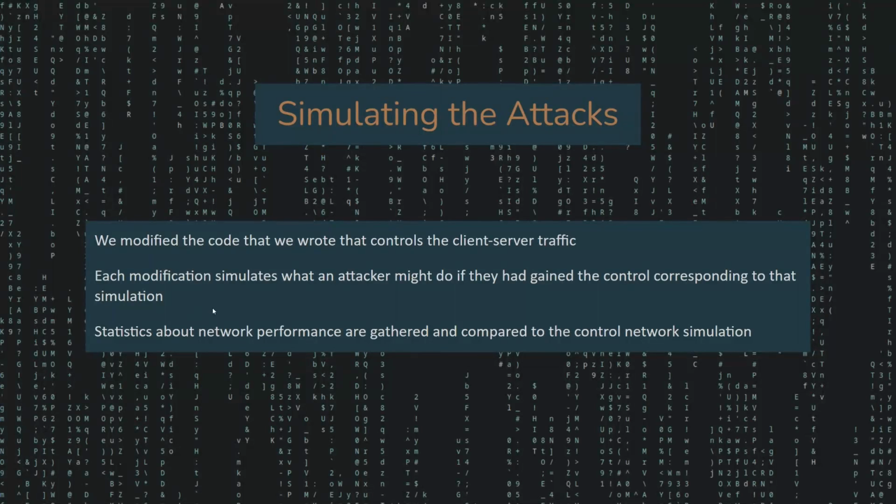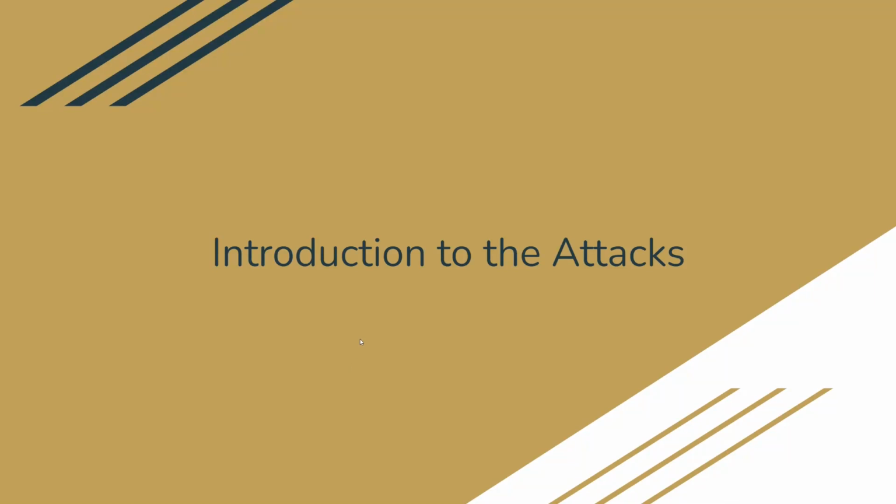Alright, so after going over the technologies used in our project and explaining how we set up our network, it was time to start thinking about how we wanted to simulate our attacks. The first step that we needed to consider was how we were going to modify the code such that it simulated each attack precisely. To do this, we altered some logic in the client and server files while also using various parameters to alter the behavior of our network. When running the actual simulations, our plan was to collect data on the network performance and compare it to our regular network. Here is our introduction to the attacks.